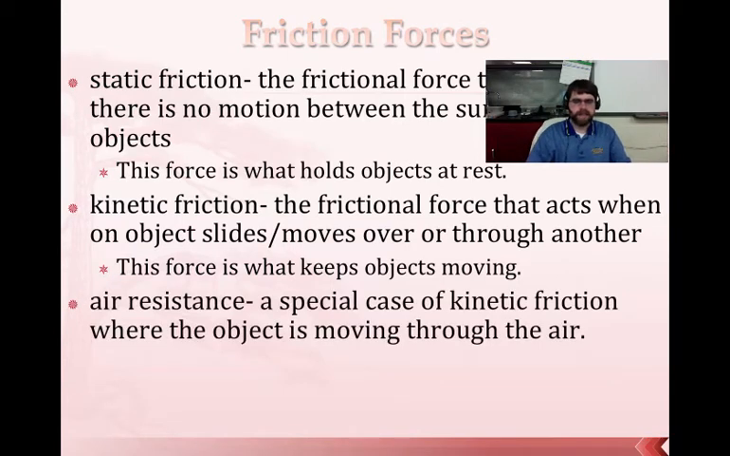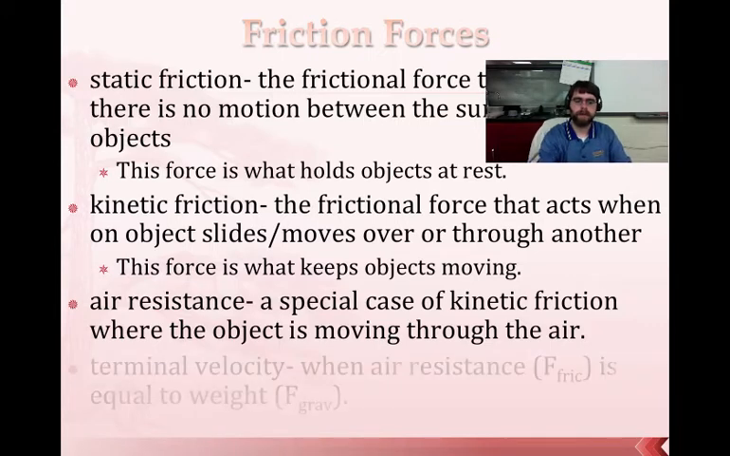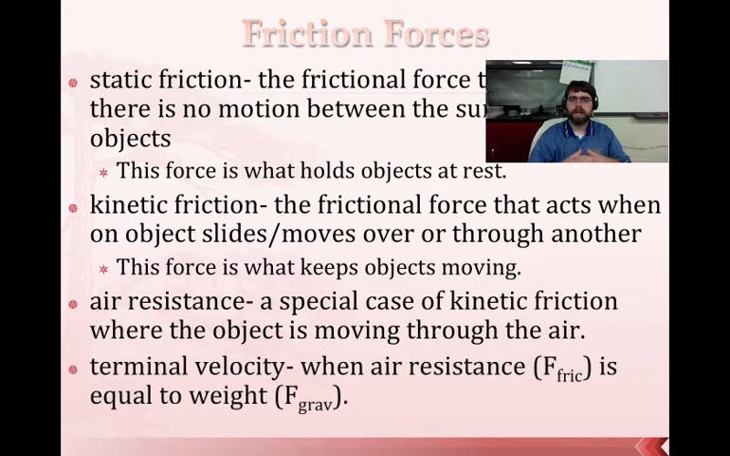Also, air resistance is related to friction. Really, it's just kinetic friction, but it's a special case because we're talking about moving an object through air, and since we do refer to air resistance often enough, I've listed it as a separate point here. And terminal velocity is when the air resistance, or the force of friction, is equal to the object's weight.